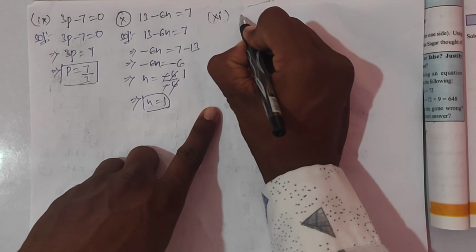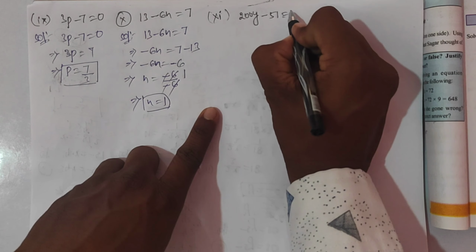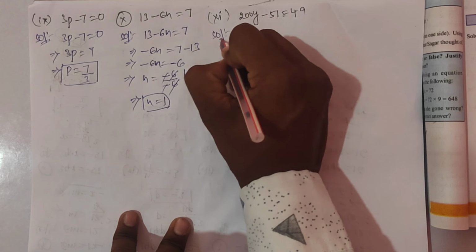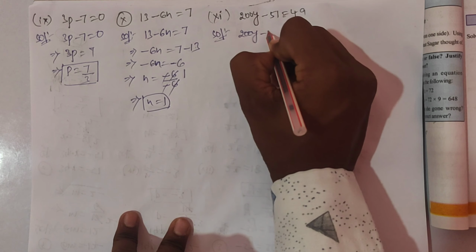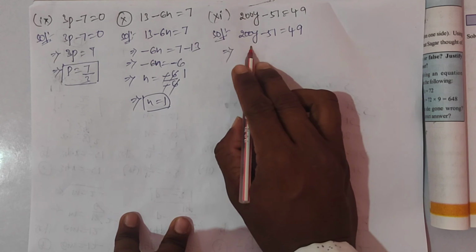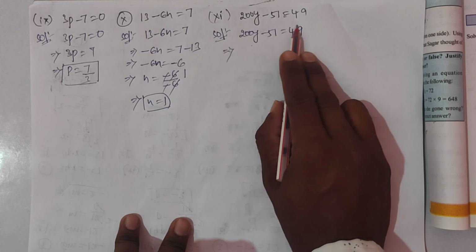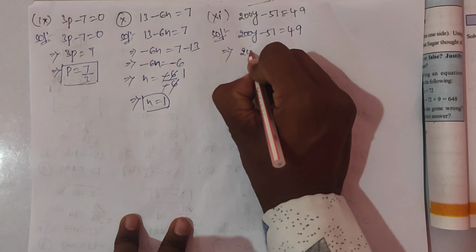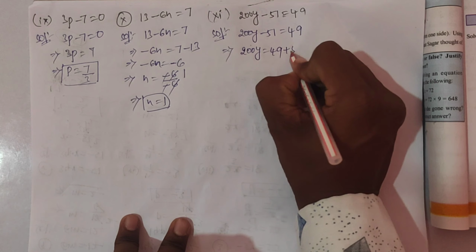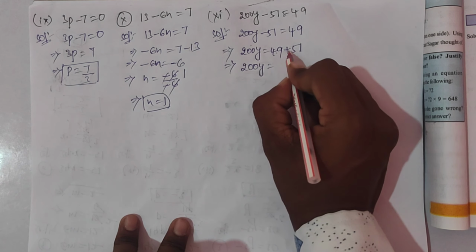11th one. It's what? 200y minus 51 equals 49. Here we have to find the value of y. First we will transpose this minus 51 to the RHS. Then minus quantity becomes plus. Then 200y equals 49. Transposing minus 51 becomes plus 51, so 200y equals 49 plus 51.